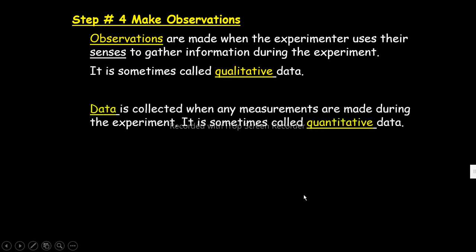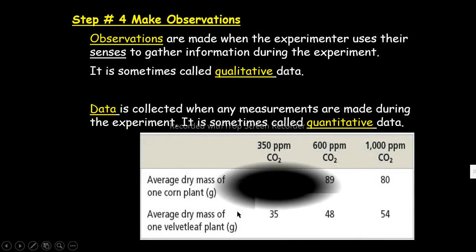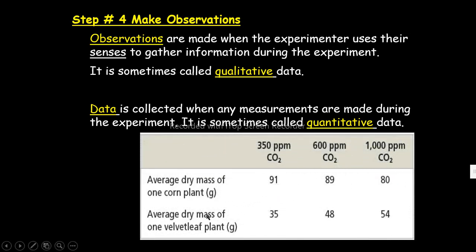Still, you can have data that is quantitative. You have numbers, you have figures. Basing on the figures, for example, in our experiment, we can have such figures, and these are the average dry masses. Basing on these figures, you can analyze them, plot graphs, and you come up with a given trend that you can use to make conclusions, as we are going to see.